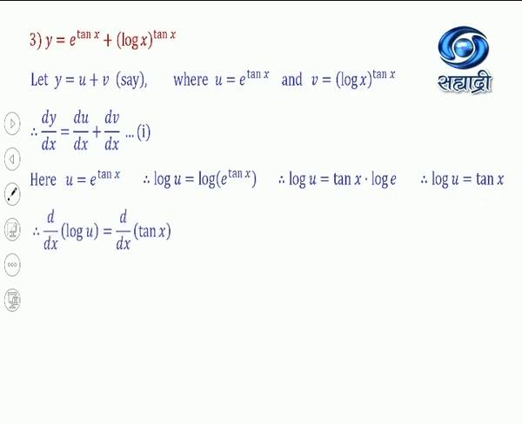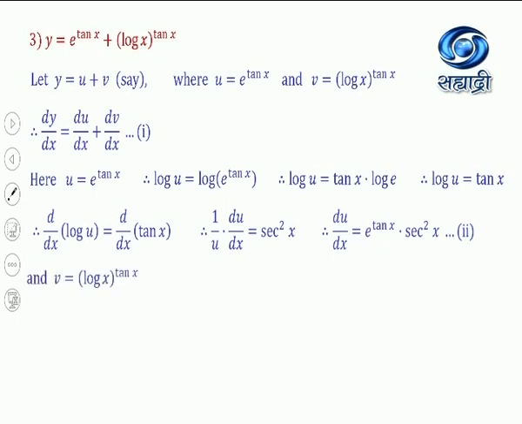So we write directly. Now by taking derivative of both sides with respect to x, d by dx of log u equal to d by dx of tan x. And it is very simple now. Derivative of log u is 1 upon u into du by dx, and derivative of tan x is sec square x. Now take this u from the denominator on the right hand side, it becomes numerator. So what do we get? du by dx equal to u into sec square x. But what is u? That is e to the power tan x. So I write directly e to the power tan x into sec square x. We say number 2.